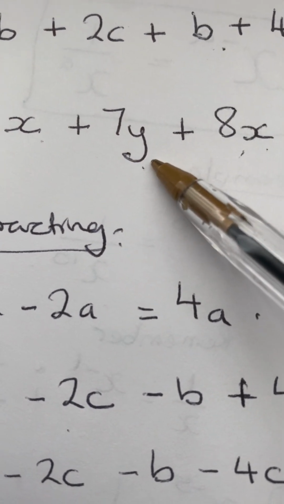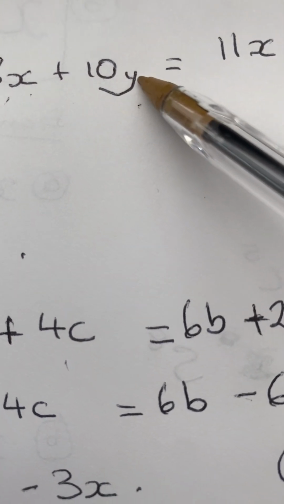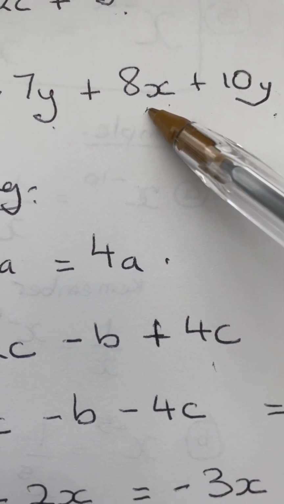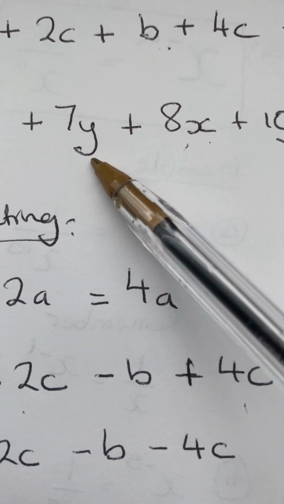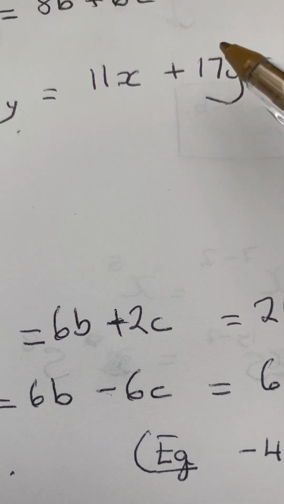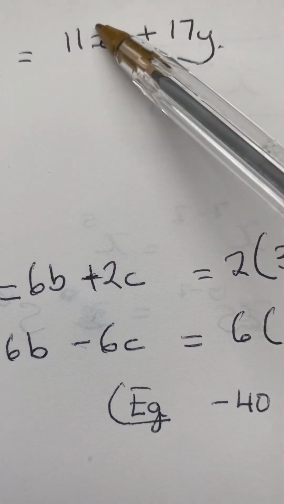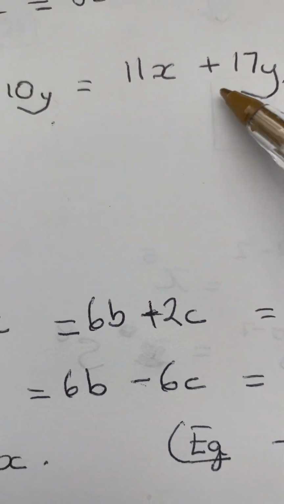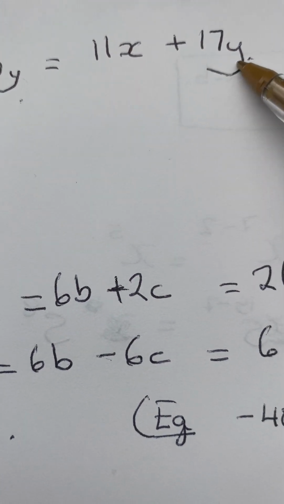3x add 7y add 8x add 10y. So 3x add 8x will be 11x. 7y add 10y will be 17y. Here there are no common factors, so this is how we leave our answer. We are adding, so we don't bring them together. So we have x and y.